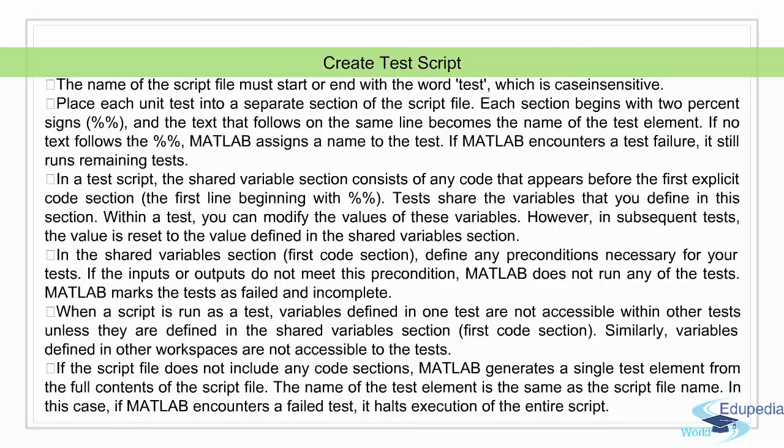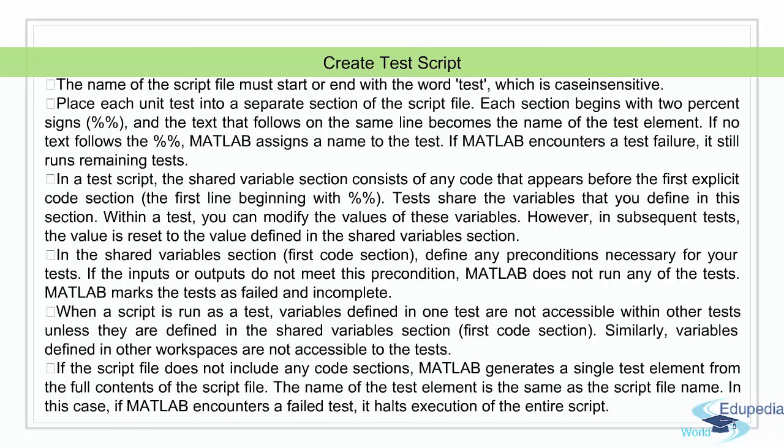In the shared variables section, that is the first code section, I will define any precondition necessary for my test. If the inputs or outputs do not meet this precondition, Matlab will not run any of the tests. Matlab marks the test as failed and incomplete. When a script is run as a test, variables defined in one test are not accessible within another test unless they are defined in the shared variable section, that is the first code section. Similarly, variables defined in other workspaces are not accessible to the tests.